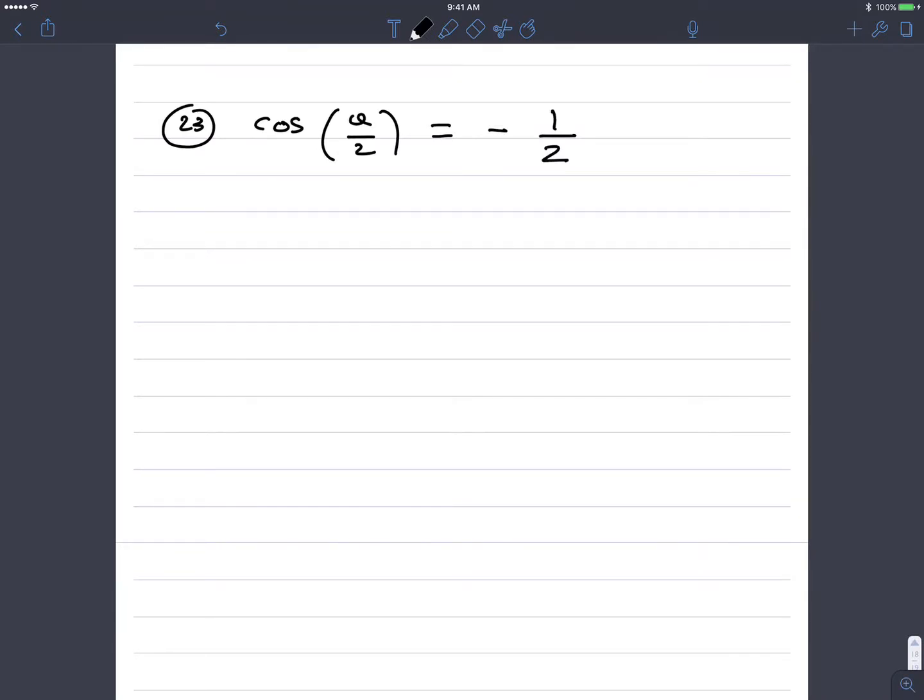Should we try negative 1/2, or what should we try? Let's try something else. Let's see what we got here. How about if we say, I guess we'll stick with that, negative 1/2. Okay.